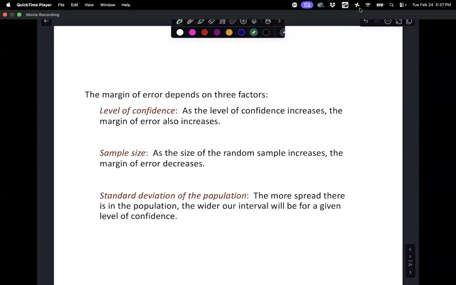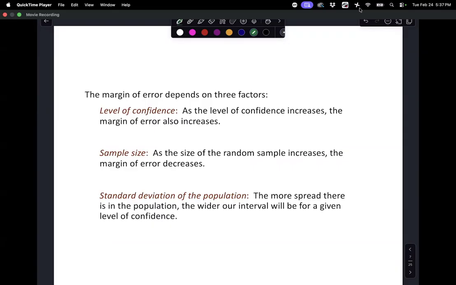All right. So these are the 3 things that help determine our margin of error. First, how confident we are. As the level of confidence increases, as I get a higher confidence level, my margin of error is going to get bigger. Sample size also. A bigger sample size is going to result in a smaller margin of error, because bigger sample sizes tend to be more accurate.